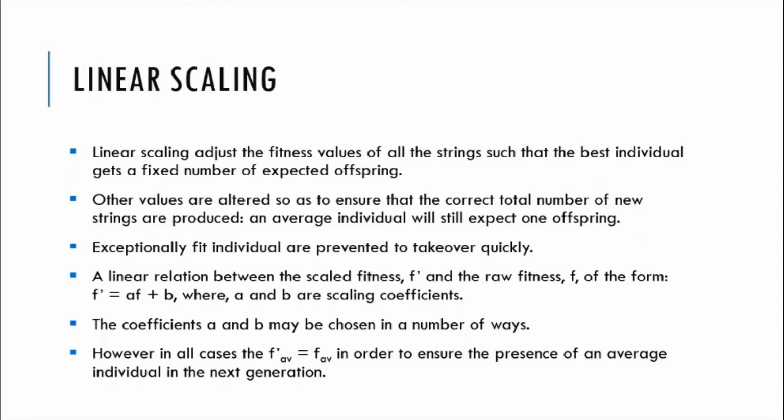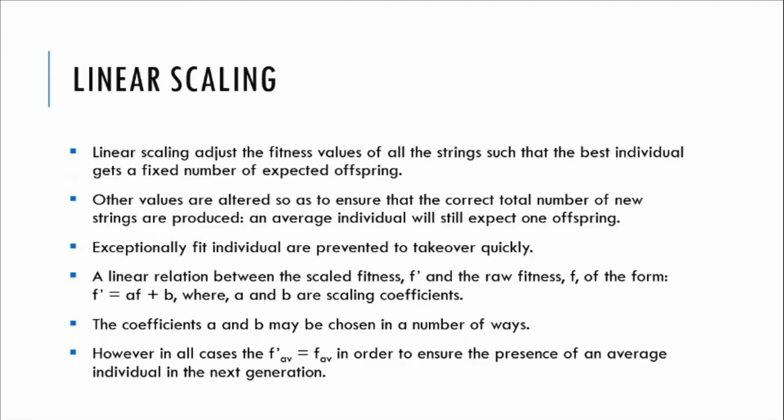In some ways of doing the linear scaling, we have to fix that number initially itself. Then the other values are altered so as to ensure that the correct total number of new strings are produced. That is, an average individual will still expect 1 offspring. The best fit individual will have a fixed number of repetitions of that particular string within the next generation. Then the other fitness values are changed in order to ensure the correct total number of individuals.